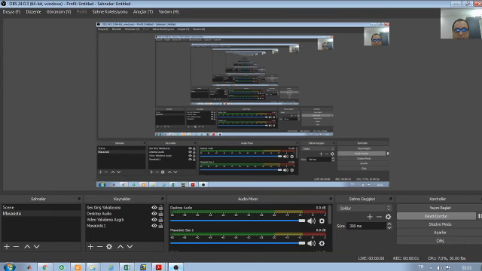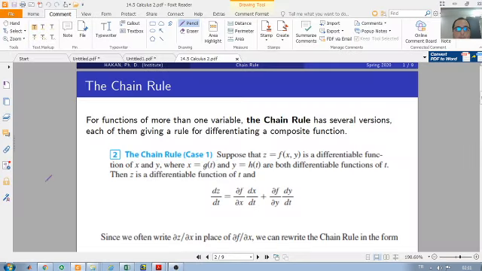Hello everyone, in this video we will cover section 14.5. In this section we will see the chain rule for functions of more than one variable. So we have several versions of the chain rule, each of them giving a rule for differentiating a composite function. The chain rule is used to find the derivative of a composite function.